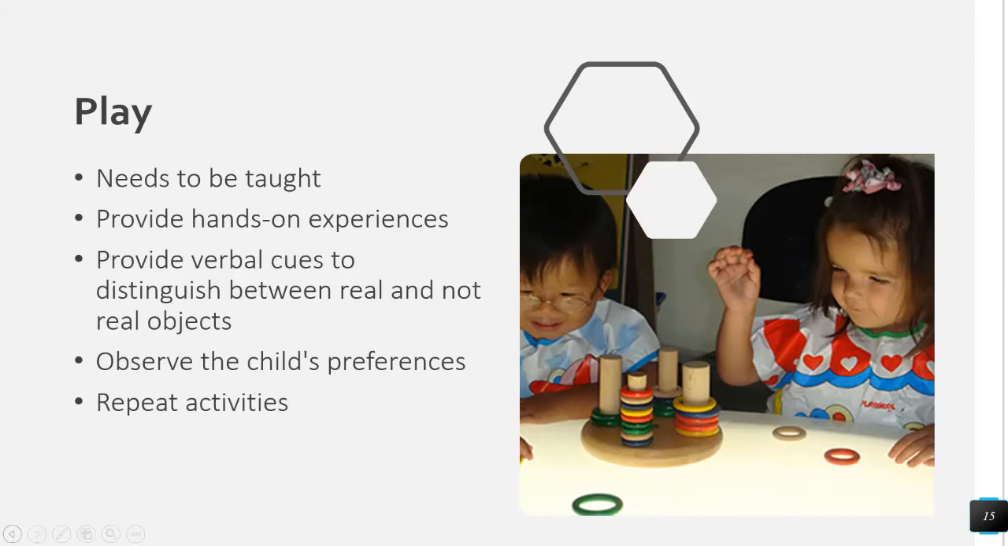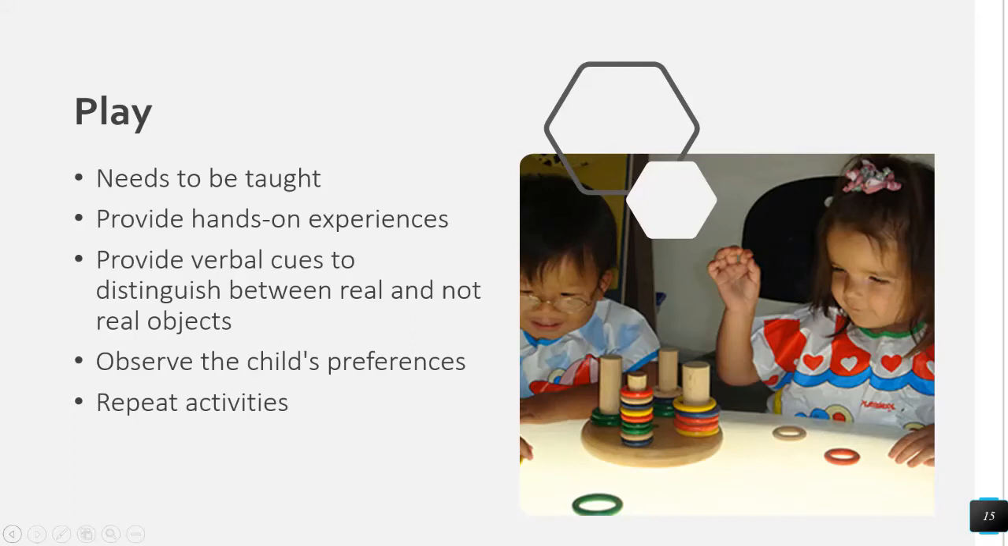Make sure to provide verbal cues to distinguish between real and not real objects. When using representations of real objects, such as toy cars or plastic fruit, always specify that the item is a toy or is not real, with statements such as, the toy car is in front of you, or you're playing with a toy vacuum.